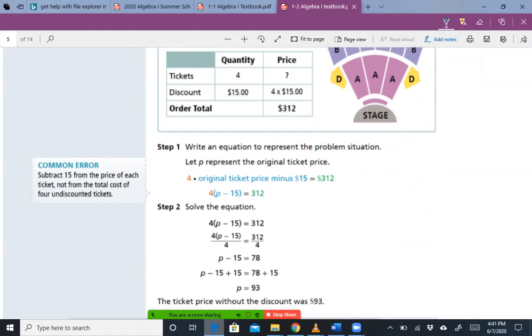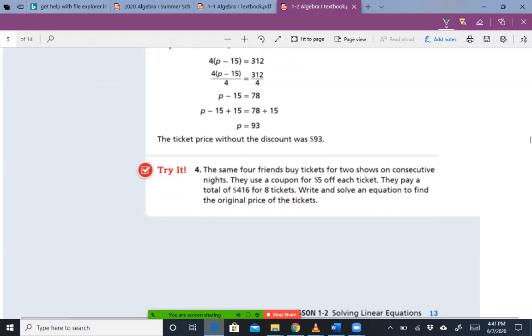We can divide by 4 first or distribute. They chose to divide by 4. We got 78, add 15. The original price was $93. Let's do it on here.